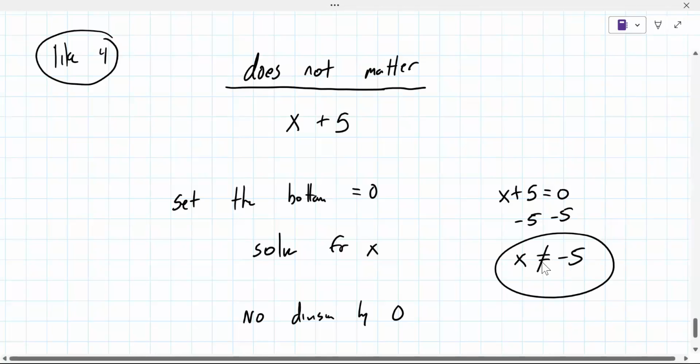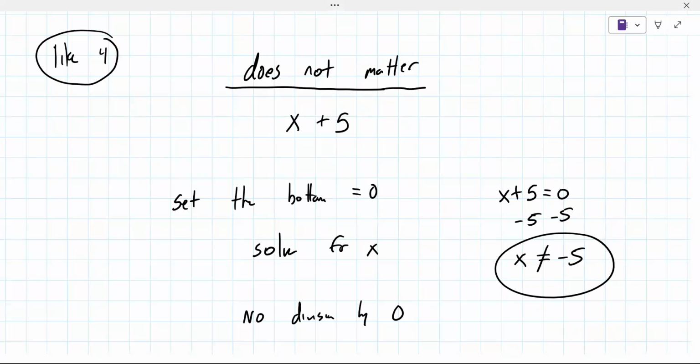Except you have to write it this way. X cannot equal, with a line through the equals sign, -2. All right, so we'll close out with me showing you how to do number 5.